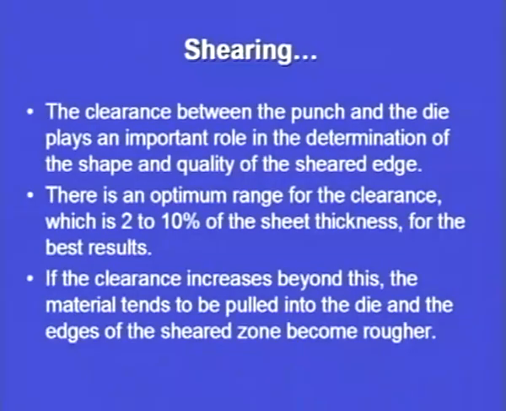2 to 10% of the sheet thickness is chosen as the clearance, but if under certain circumstances we go beyond this optimum level of the clearance, then the material tends to be pulled inside the die and the edges of the sheared zones become rougher. So, an optimum level has been developed and researched, that we should choose for getting the desired quality of the edge. If we exceed that limit, then the quality of the edge or the sheared zone that we get will not be very good.